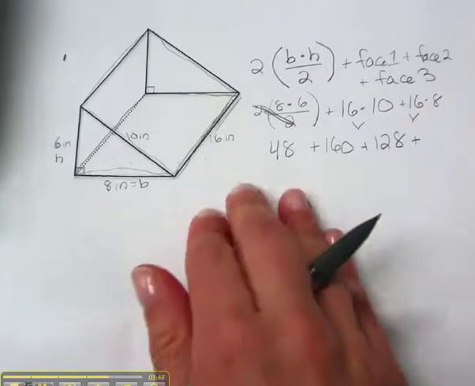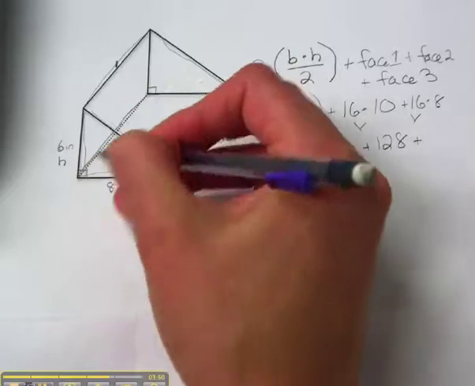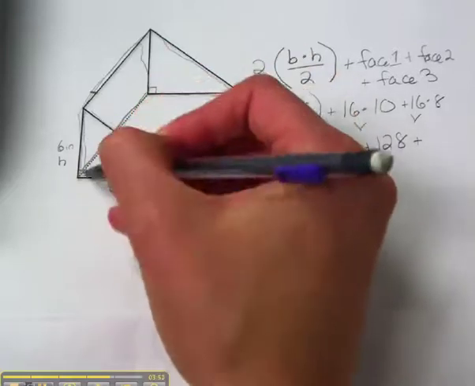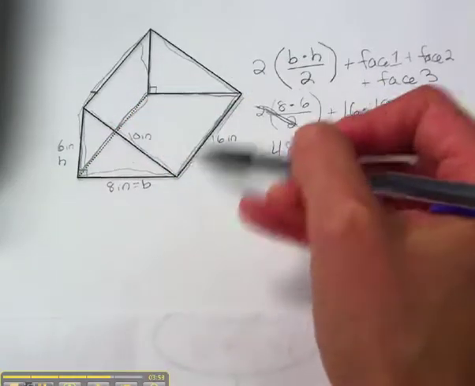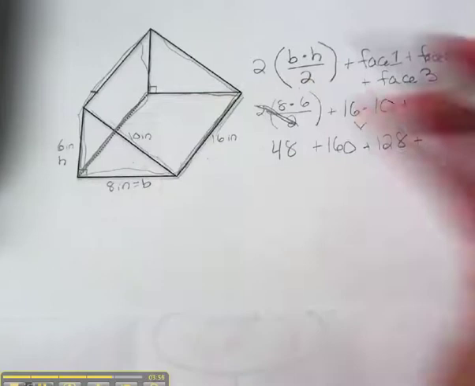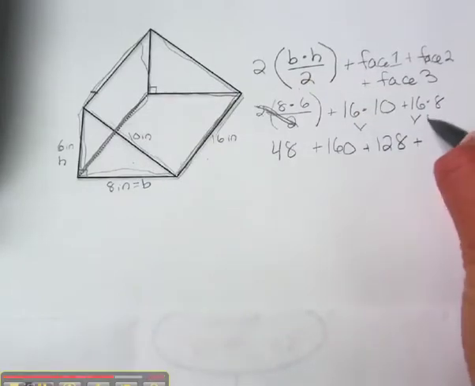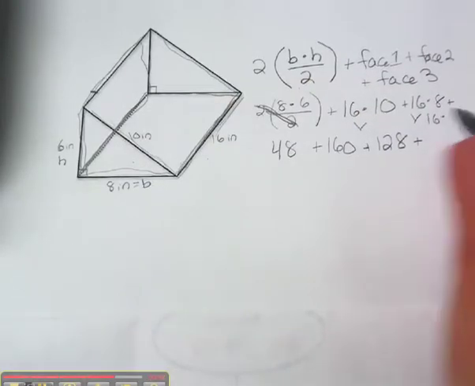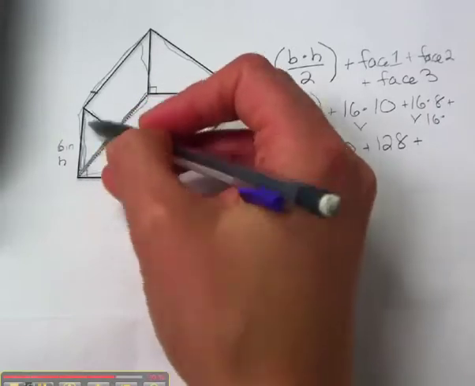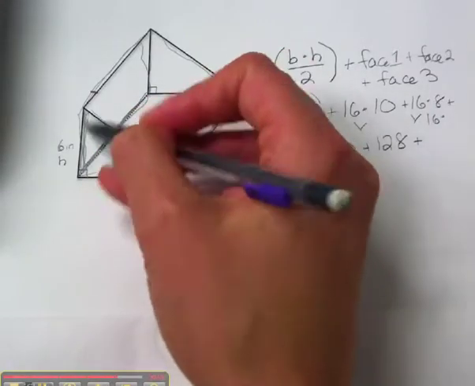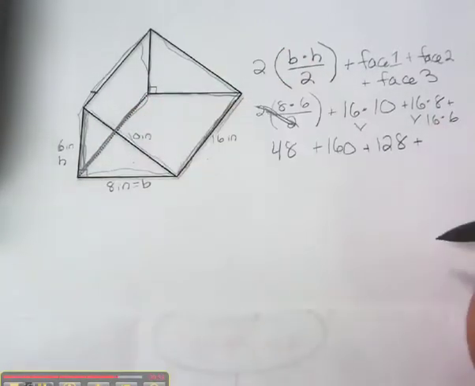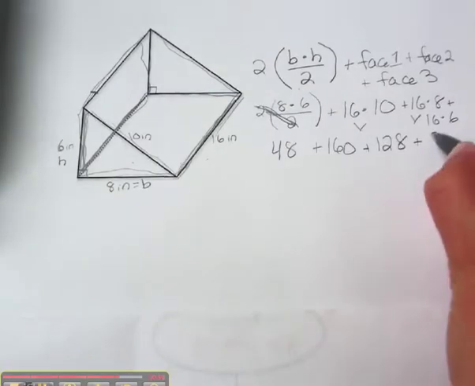The next one I'm going to do is this face over here. So now I've done all 3 faces. I know that, again, this dimension right here is 16. And I'm going to write it right down here so you guys can see. 16 times, and the other dimension, length, width, is 6. And 16 times 6 is 96.